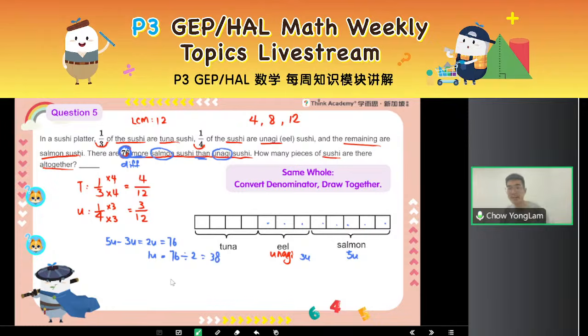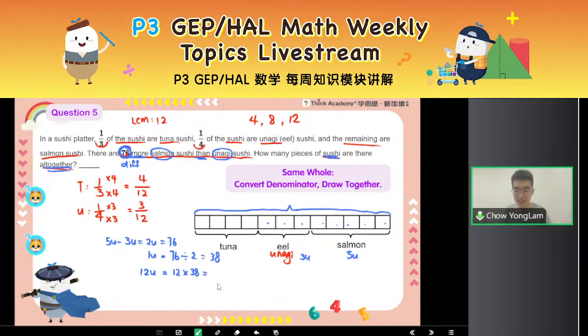Then read back at the question. The question is asking how many pieces of sushi are there all together. So all together means the entire bar model. All the units add up together. Right? All the units add up together. So then we know 12 units is equal to 12 times 38. Since we're finding total, you just find out all the units. How many units are there? Multiply by the value of 1 unit.